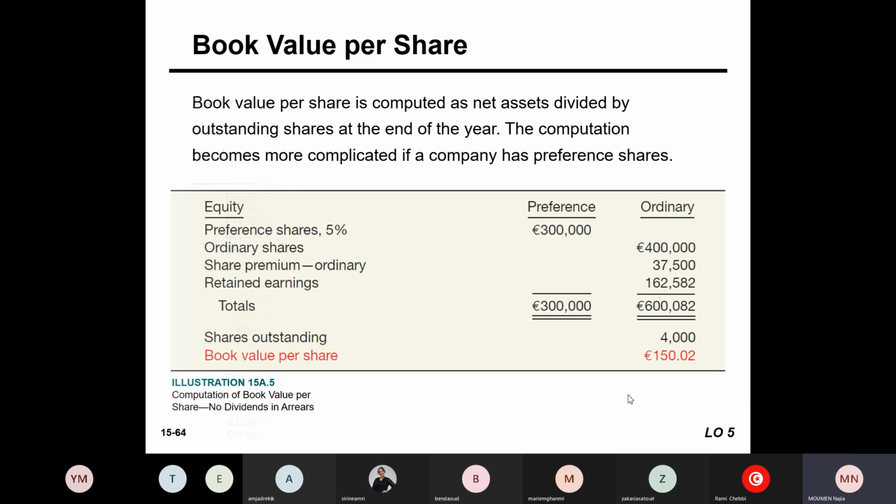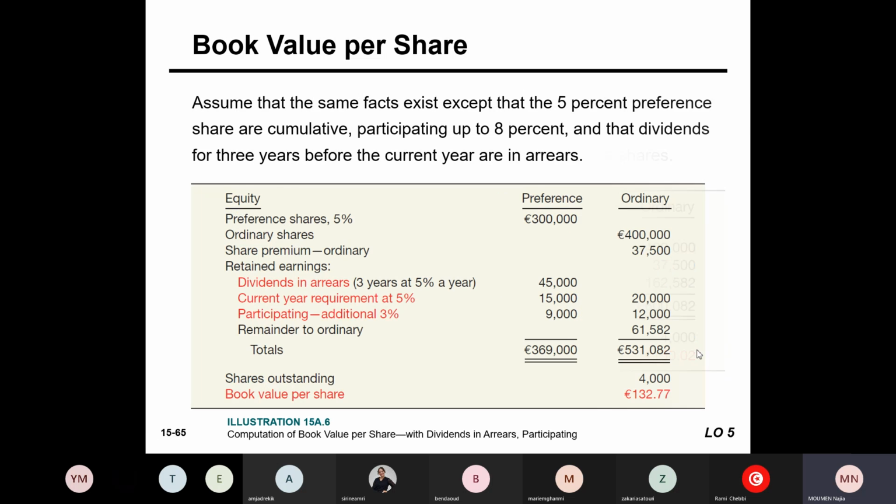If you compare, you see that in any dividend scenario, with cumulative or participating preference shareholders, your book value per share will drop. Why? It makes sense, because we always give priority to paying off debt and preference shareholders, and then what is remaining, the residual, will be distributed to the ordinary shareholders. So when talking about book value per share, it should take into consideration whether there are preference shareholders, and whether they are cumulative or participating.